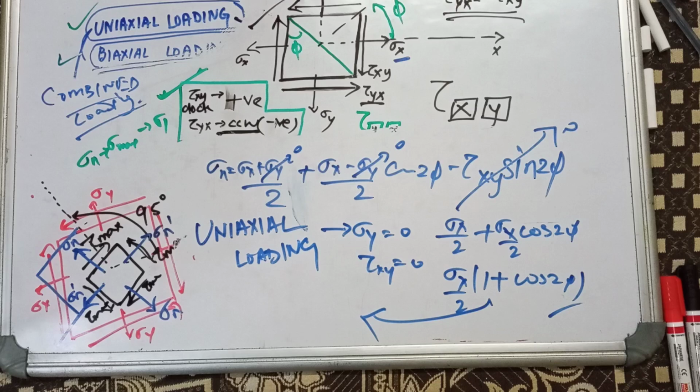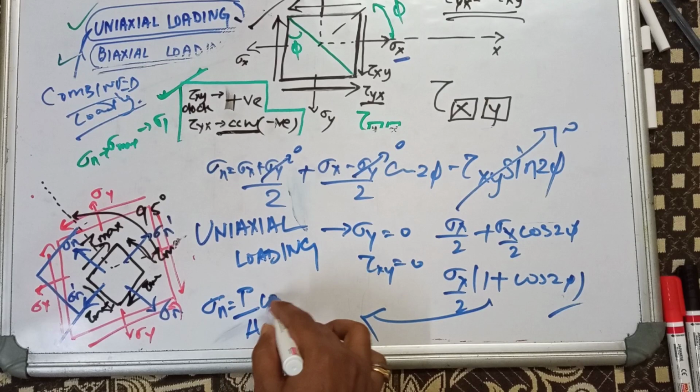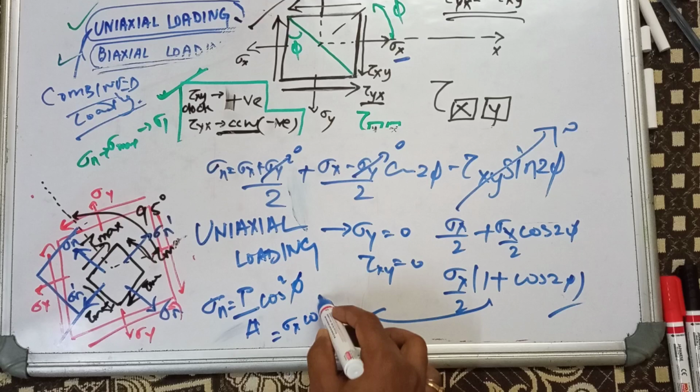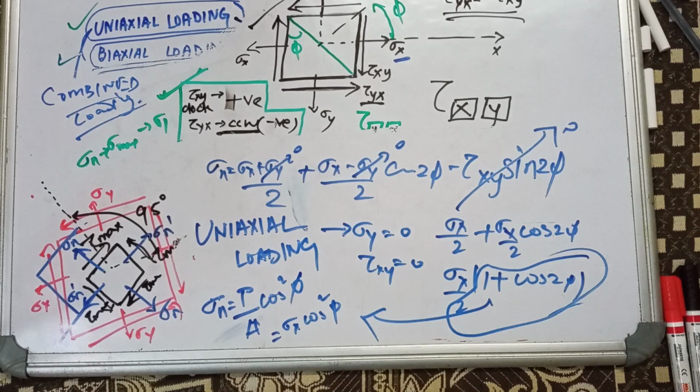The final formula that you should derive is P upon A into cos square phi. P upon A is nothing but sigma x cos square phi. Is it clear? Actually, I myself have derived this. You derive for the shear stress one and verify, okay?